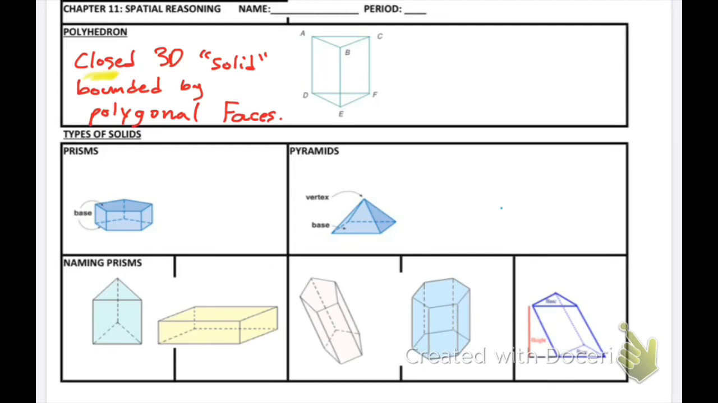Now, closed, what does closed mean? It means that it can't be open. Everything has to be shut. I can't have a shape that is like, let's say I had a shape like this, and this side, this face here, is missing. That wouldn't be closed. It's not a great sketch, but that would not be a closed figure. So we need to look at completely closed off figures.